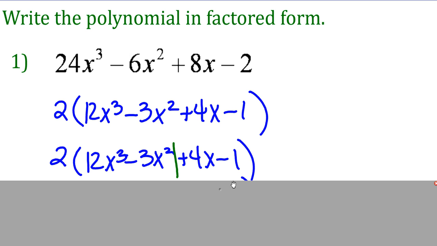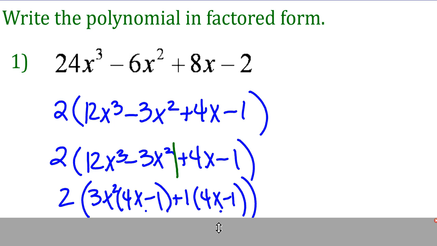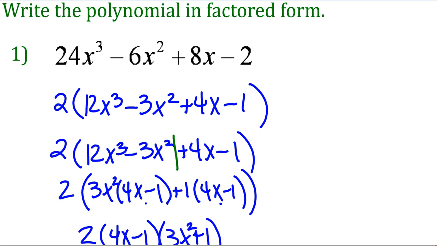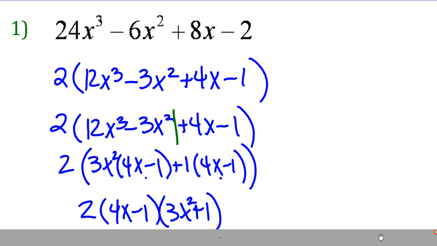If we look at the second pairing, the 4x minus 1, well, they only have a greatest common factor of 1 to divide out, so we could leave it as 1 times 4x minus 1. And notice, with those pairings, they have that common factor of 4x minus 1. So what was in common with the polynomial? The 2, the 4x minus 1, and what remains? The 3x squared plus 1. So that would be our completed factored form. 2 times our quantity 4x minus 1 times the quantity 3x squared plus 1.